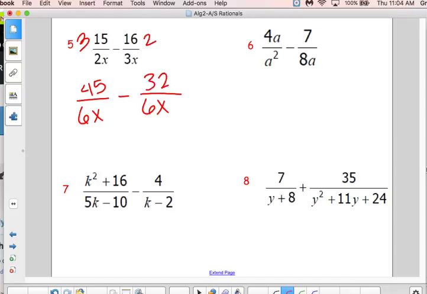Once you get your common denominator, now can you go ahead and subtract them? What is 45 minus 32? 13. Does your denominator change? No. After that, so this is the adding and subtracting, now you check to see, can you simplify it? Okay, so can you simplify 13 over 6? No. So you're done.